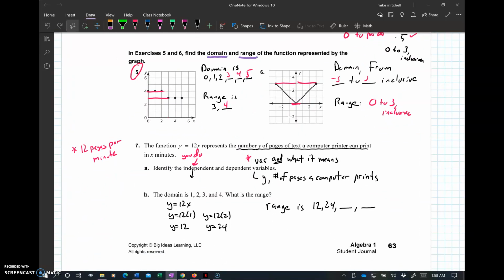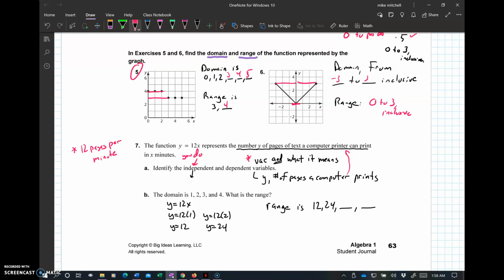Number 7. y equals 12x represents the number y of pages of text a computer can print in x minutes. So I've identified the dependent variable. You're going to do the independent variable. So you got to state the variable and what it means. For the dependent variable, that's y. That's the number of pages that it can print. And I got that from right there, that part I underlined up there. And so you've got to get the x and what it represents.